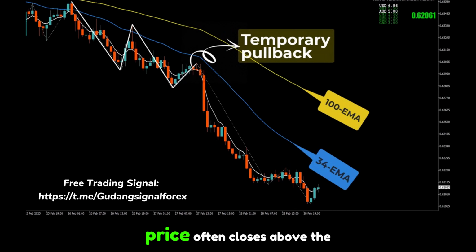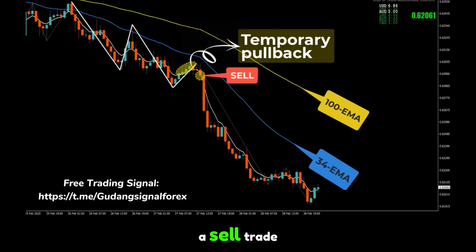And here's something crucial. During this phase, price often closes above the 5-period EMA. But here's the key moment. When price finally closes below the 5-period EMA, that's our sell signal. That's our opportunity. And as soon as the next candle opens, that's our entry point for a sell trade.